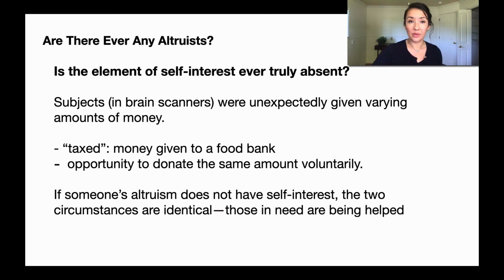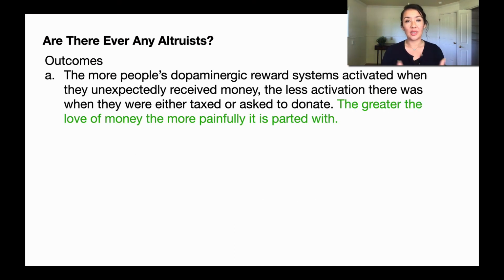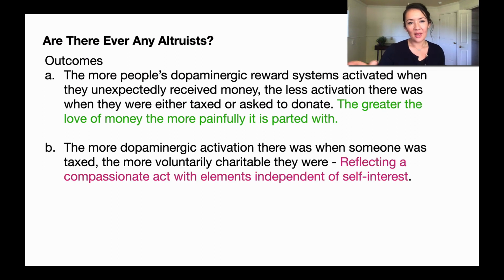The first outcome was that the more people's dopamine reward system activated to the unexpected amount of money, the less dopamine response there was when the money was taxed or when they gave it to charity. Essentially, the greater the love of money, the more painful it is to part with it. If you love getting money, then it doesn't matter if you're taxed or if you give it away, it still doesn't feel very good.